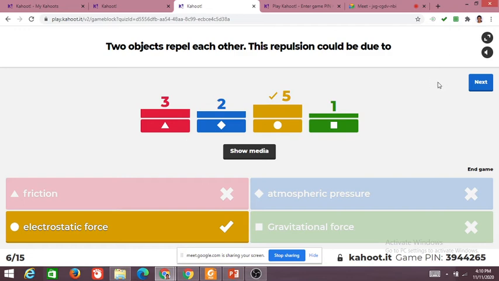Okay, now let's move on to the next one. So someone has answered gravitational force. Gravitational force is an attractive force. It's not a repulsive force. Next, two have answered atmospheric pressure. So how is atmospheric pressure coming into this? Think about it. Okay, let's move to the next one.